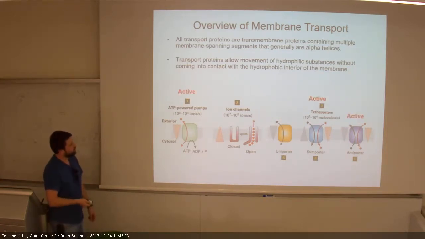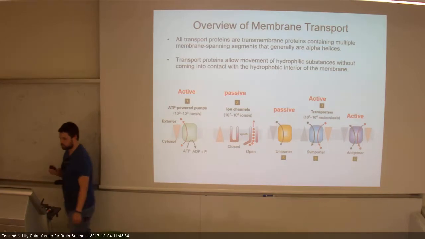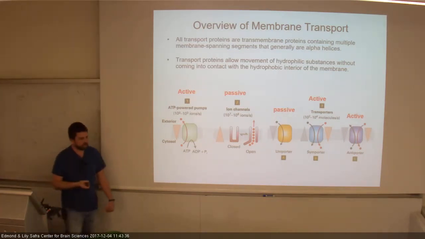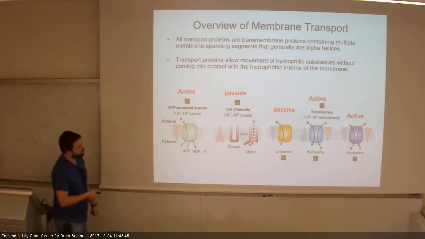So, like I started mentioning, we can subdivide these three groups into active and passive. Passive meaning that they don't need any type of energy in order to pass the molecules that they need to pass. In the case of the ATP-powered pump, the energy comes in the form of ATP. And in the case of the transporters, the energy comes from the concentration gradient of the red molecule or red ion here. Okay?